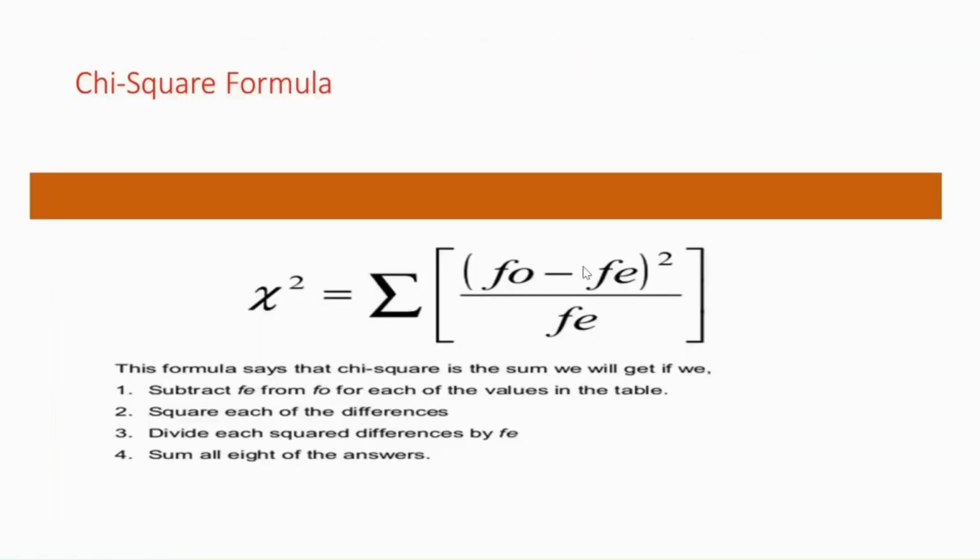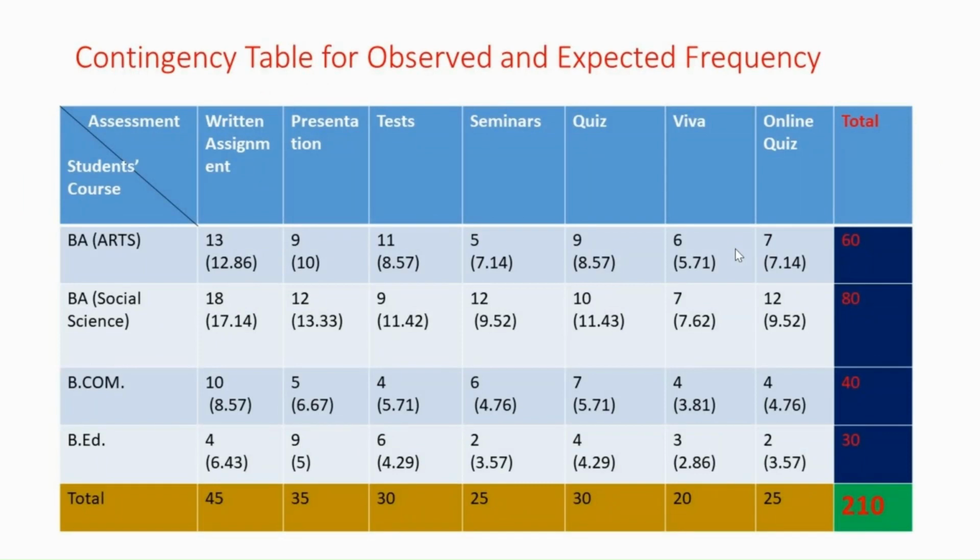As we know, the chi-square formula is chi-square equals the summation of (FO minus FE) squared divided by FE, where FO is the observed frequency and FE is the expected frequency. Now we see in this table, for BA Arts, the written assignment frequency is 13 and presentation the frequency is 9, and similarly for other categories the frequencies are given.